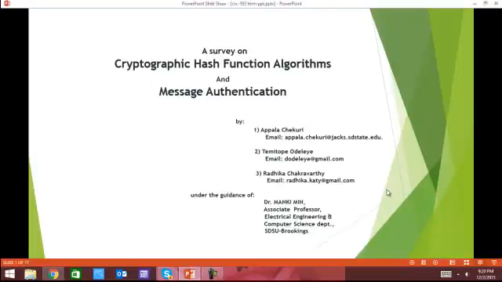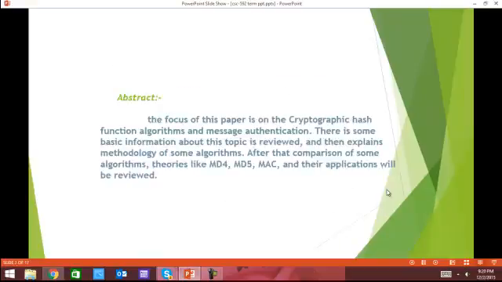This is a survey paper on cryptographic hash function algorithms and message authentication by Apala Shakuri, Temitope Dele, and Radhika Chakrabarti. The focus of this paper is on cryptographic hash function algorithms and message authentication. Basic information about this topic is reviewed, and then the methodology of some algorithms is explained. After that, comparison theories like MD4, MD5, MAC, and their applications will be reviewed.